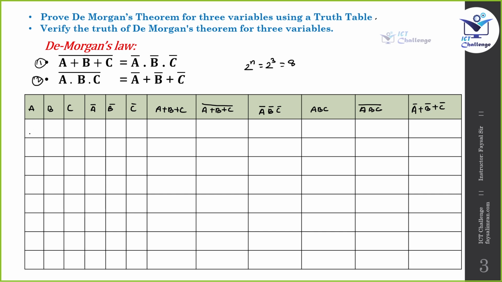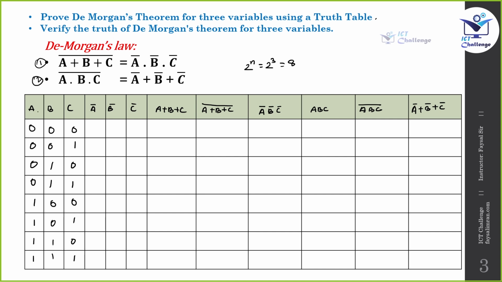So now we have to put in the values. At first we put 4 zeros, half of the total rows, and after that we put 4 ones. After that the value of B should be half the run of A. That means 0, 0, 1, 1, also 0, 0, 1, 1. And the value of C should be half the run of B. That means 0, 1, 0, 1, 0, 1, 0, 1.